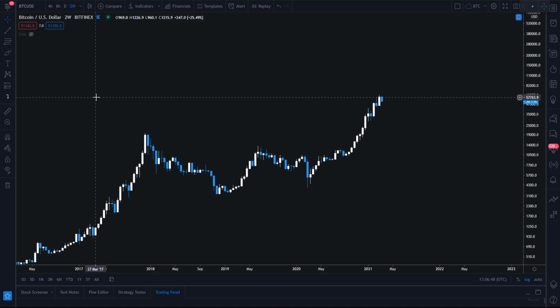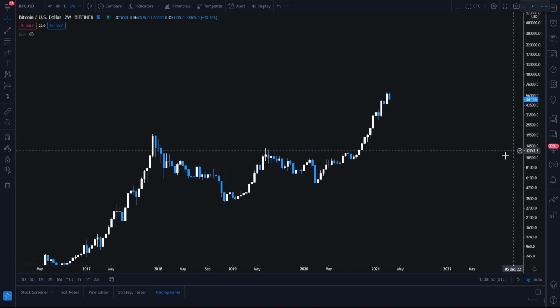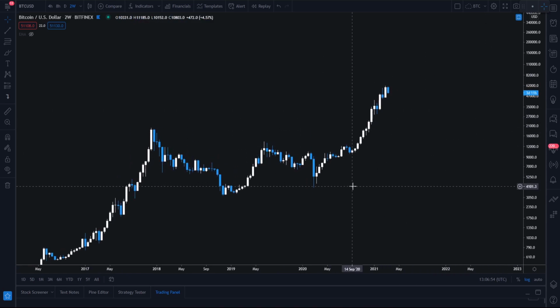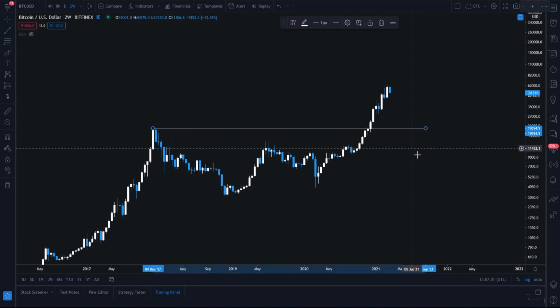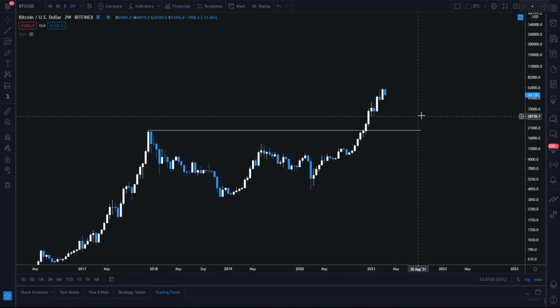So first things first, let's just take a look at BTC on the macro. Previous all-time highs here. This is probably the most important level for price action since 2017, and of course nowhere near that level right now.